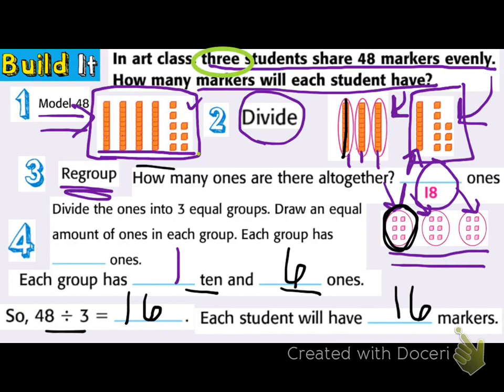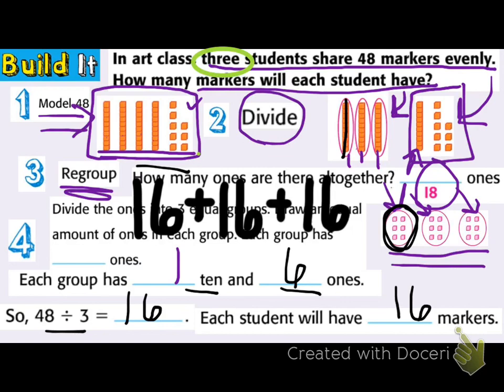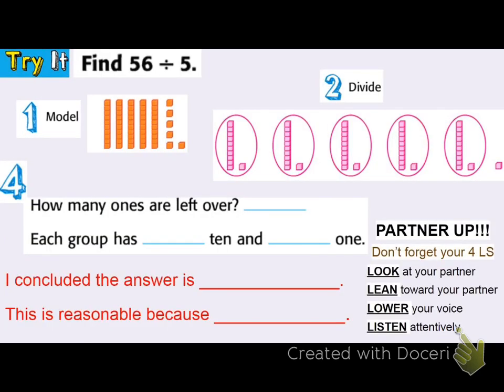We drew our 48, we made the model, we put it into 3 equal groups, 3 groups of 16. We had to regroup. And now I'm going to check and see if it's reasonable. In order for me to check, I can do 16 plus 16 plus 16. If those 3 students each get 16 markers, then I do actually have 48 total markers getting passed out. I know my answer is reasonable. It makes sense. All right, now I'm going to try it.